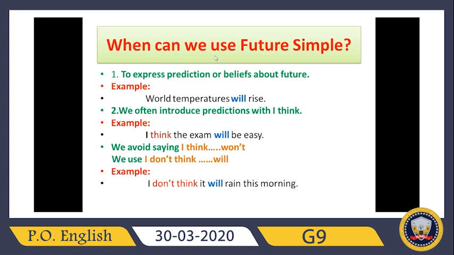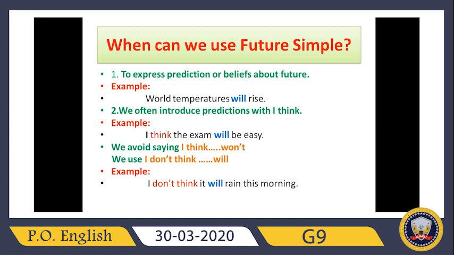When can we use the future simple? Now pay attention because it's so important. So try to concentrate on this point. Number one, we use it to express predictions or beliefs about the future. That means I don't have anything in the present, but we think about what will happen in the future. This is a prediction, okay.